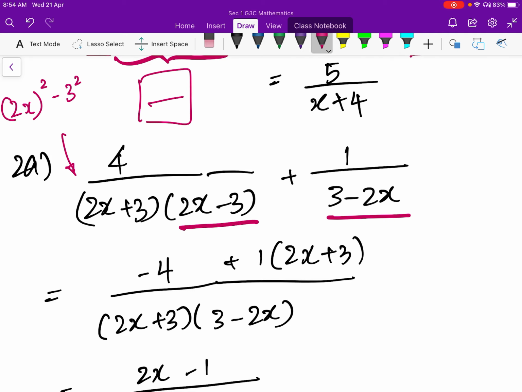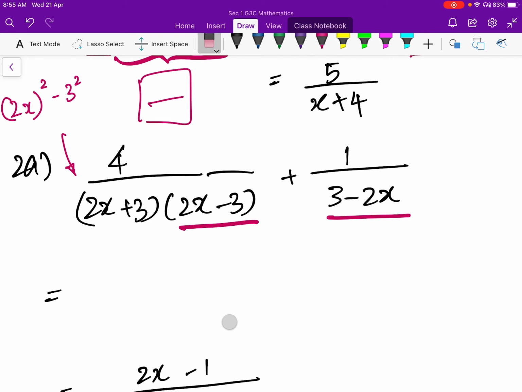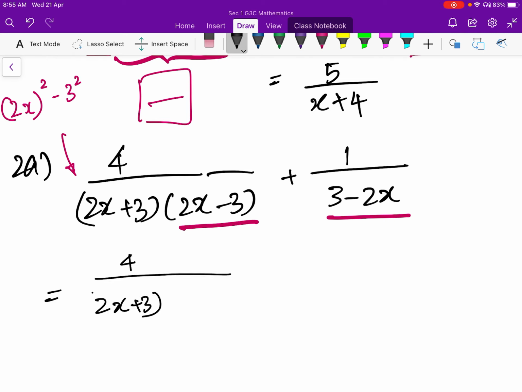Okay, I will change this. Please don't copy this. Although it is correct, I don't want to write that anymore. I want to change the second denominator. So I'll copy the first one, 4 over 2x plus 3, 2x minus 3. The second denominator, instead of 3 minus 2x, I want to change it to become 2x minus 3. Okay, so still a plus.